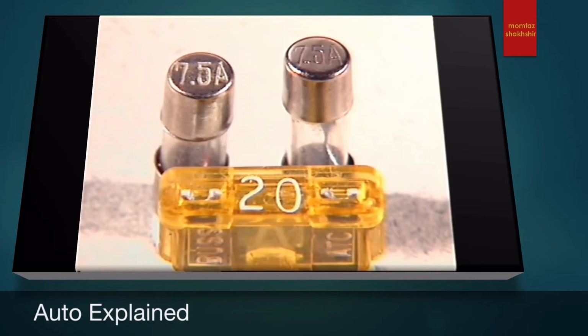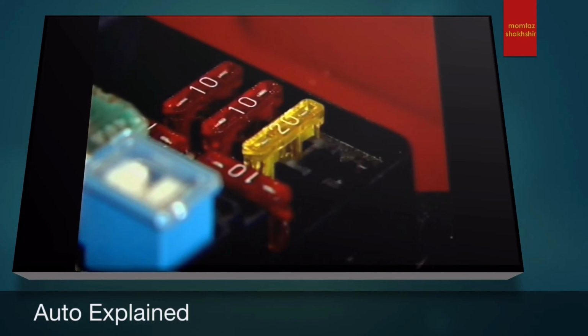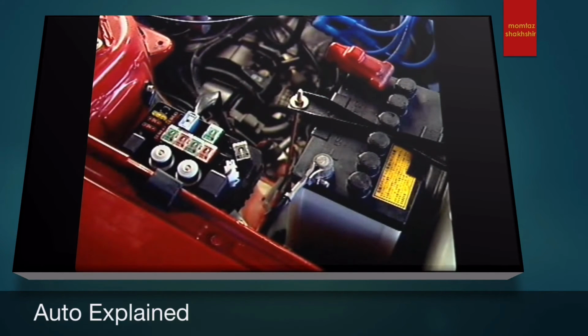Fuses are typically used in lighting and accessory circuits, where current flow is usually moderate. A fusible link is typically placed near the battery and, except for the starter motor, it carries the current needed to power an individual circuit or a range of circuits.